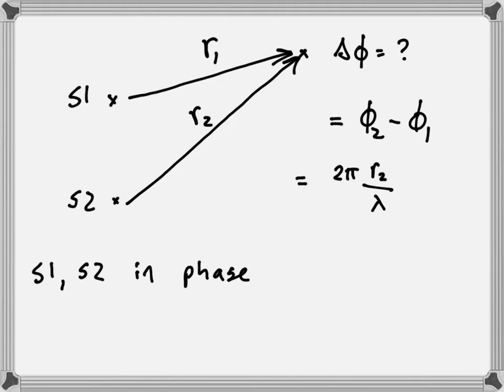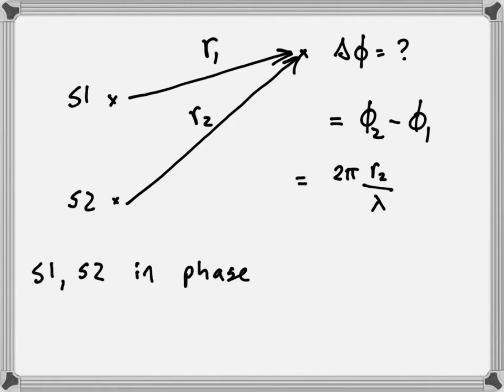Now, what is the phase of wave number 2? Well, the phase is going to be a multiple of 2 pi, but what multiple? It's going to depend on the ratio between R2 and lambda. If R2 was 2 wavelengths, then the phase will be 4 pi. But R2 over lambda could also be 0.5. R2 could be half a wavelength, which will give you 0.5 for R2 divided by lambda, which will give you a phase of pi, which will be destructive.